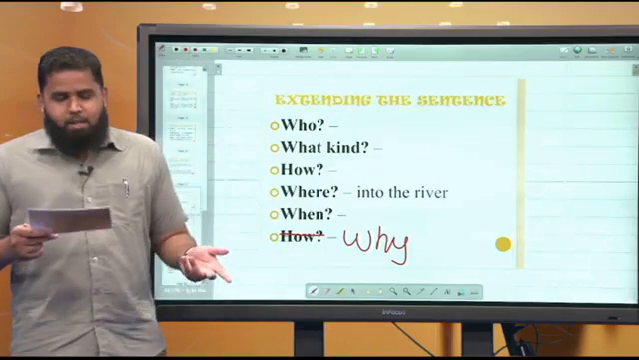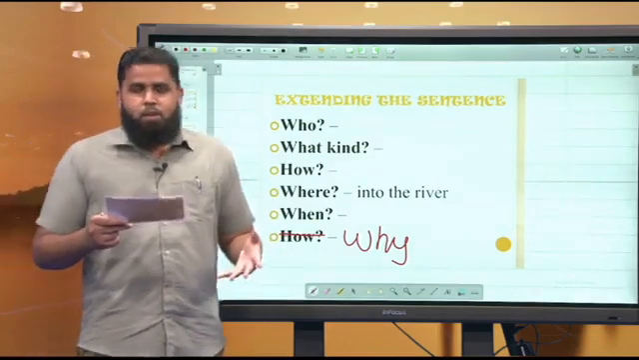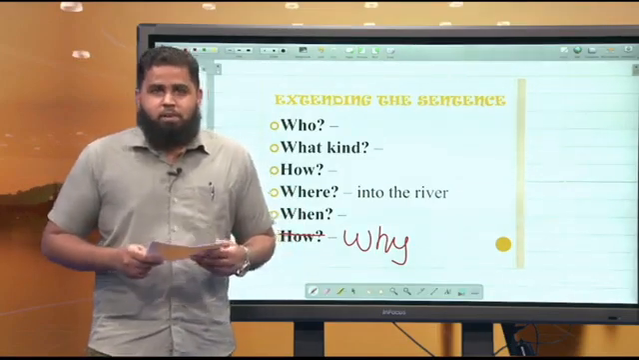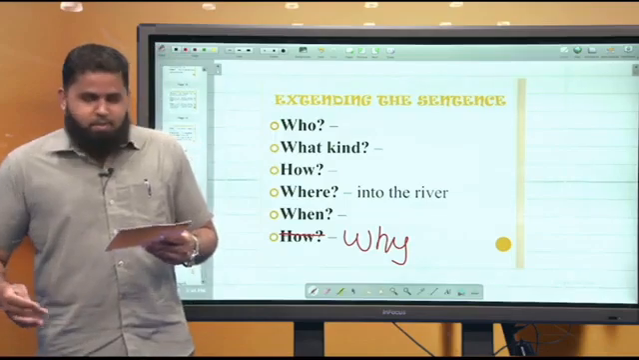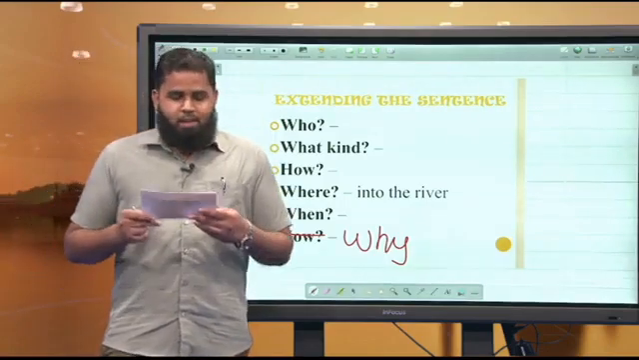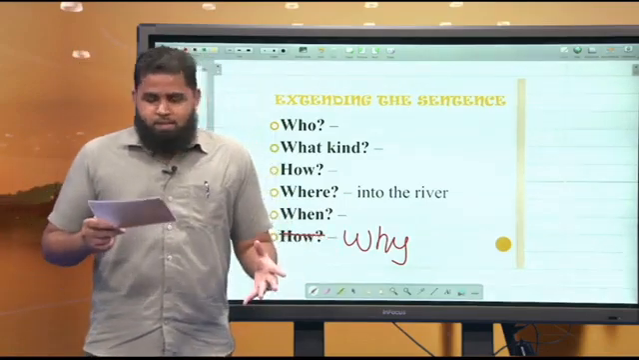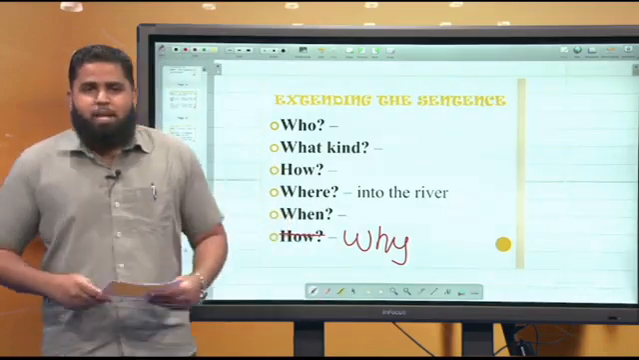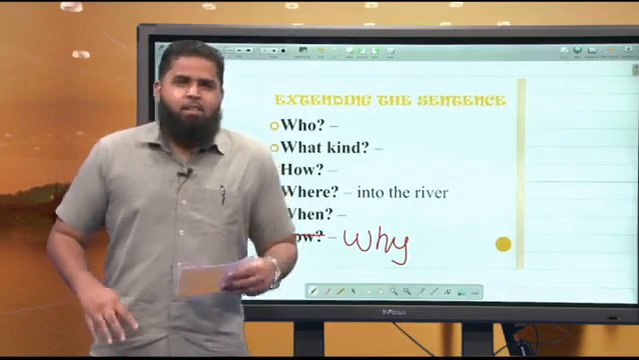I can expand upon that. I can say, at sundown, the tired fisherman cast his net powerfully into the river. How is that for a sentence compared to the fisherman cast his net into the river? At sundown, you're imagining a sunset. The tired fisherman cast his net. How did he cast it? Powerfully. You're imagining a strong fisherman now into the river.